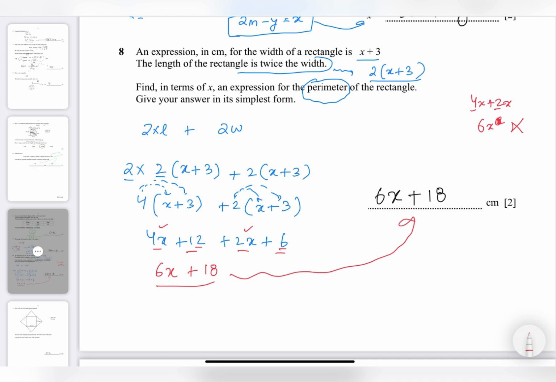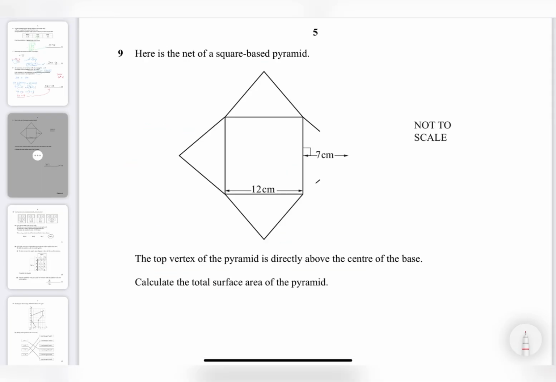Very good. Now let's look at question number 9. Here is a net of a square based pyramid. So there is a pyramid like this. Now as you can see over here we have 1, 2, 3 and 4 triangles and one square. So we have to calculate the total surface area of the pyramid. How can I calculate the total surface area? I can calculate the area of this triangle, this triangle, this triangle, this triangle, and this square and just add them. So the area of this triangle would be base, that is 12 because it is a square and all sides of a square are equal, times the height, that is 7. So it would be 12 times 7, that will result in 84 centimeters square because it is area, so I am putting a square over here.